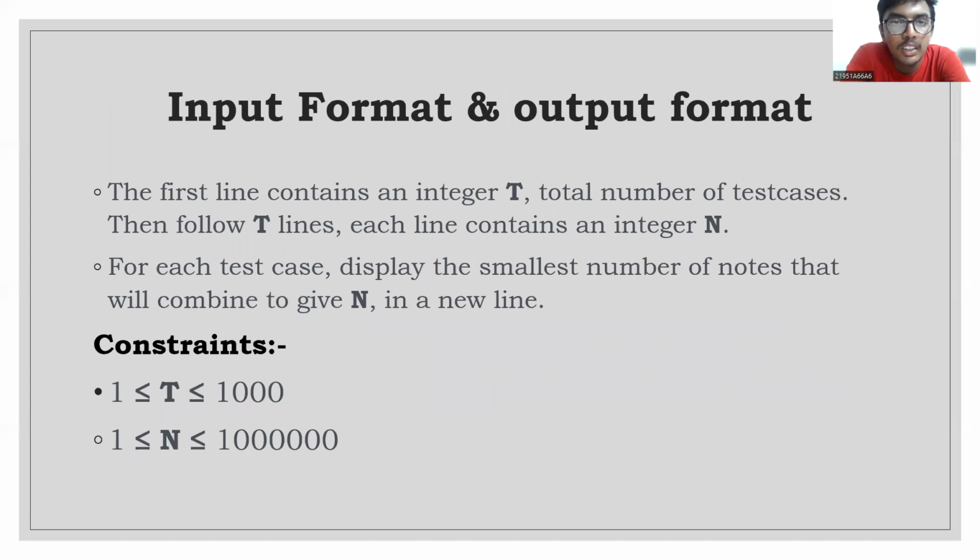Input format and output format. The first line contains an integer t, the total number of test cases, then follow t lines. Each line contains an integer n. For each test case, display the smallest number of notes that will combine to give n in a new line. Constraints: 1 less than or equal to t less than or equal to 1000. 1 less than or equal to n less than or equal to 10 lakhs.